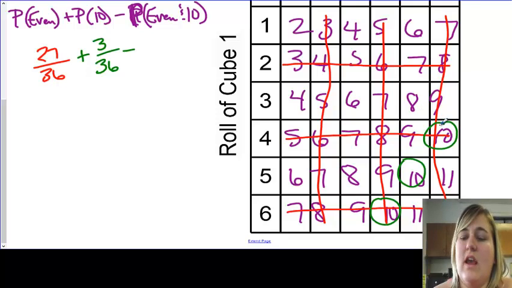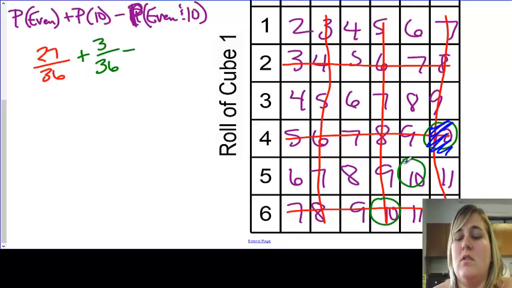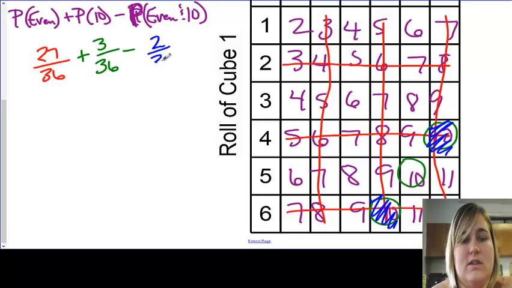Well, this one has green and red, so that one would count. This one just has green. This one has green and red. So that probability would be 2 out of 36.